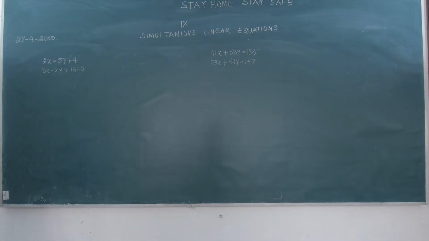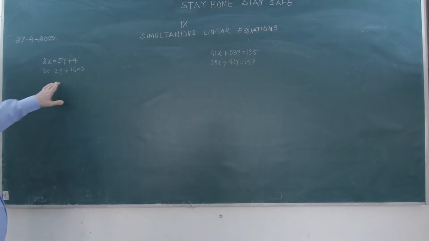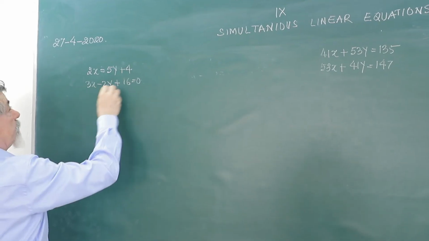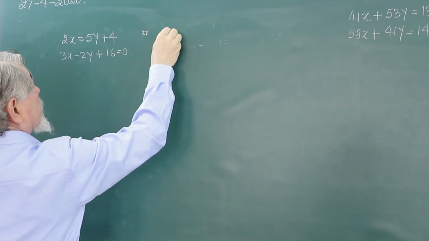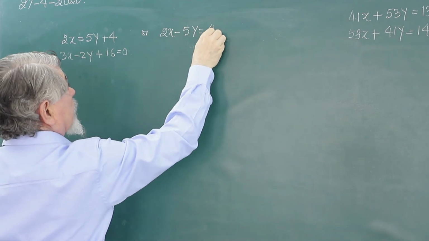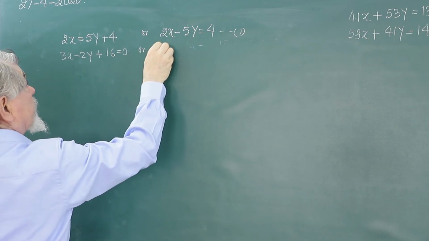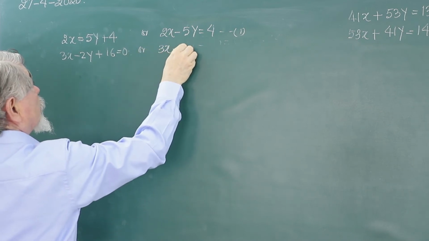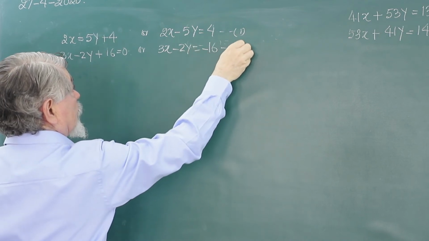These two questions I am going to do by the elimination method. This equation can be written as 2x minus 5y is equal to 4, equation 1, and this is 3x minus 2y is equal to minus 16, equation 2.